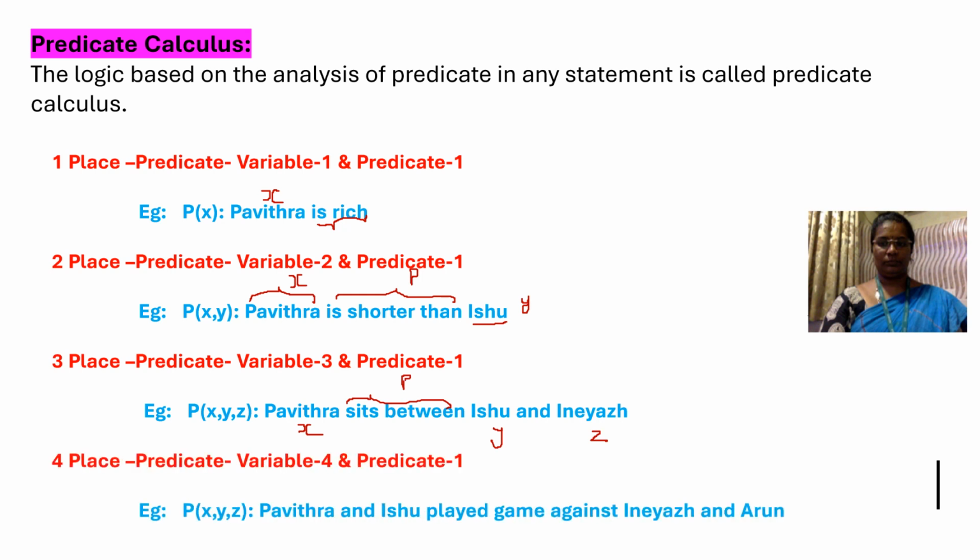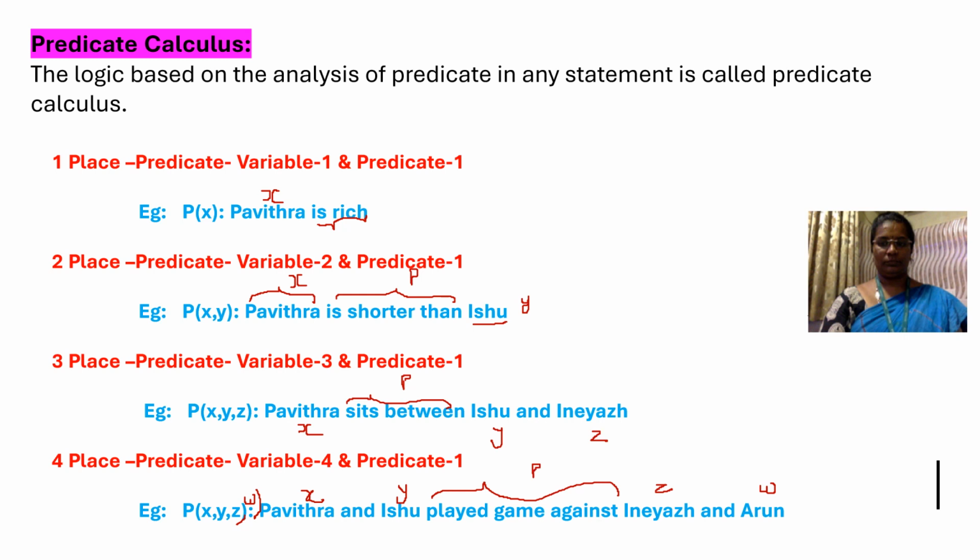Likewise, you may also construct a four place predicate which would have four variables and one predicate. So let us look into that example, P of x, y, z and w. So let me mark it as w here. So here Pavitra is x, Aishu is y, Inya is z and Arun is w. So there are four variables and the predicate is "played game against".